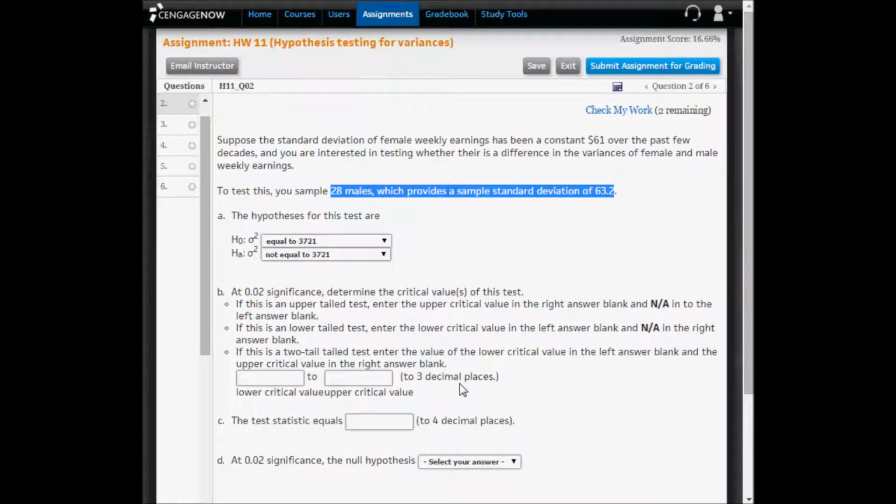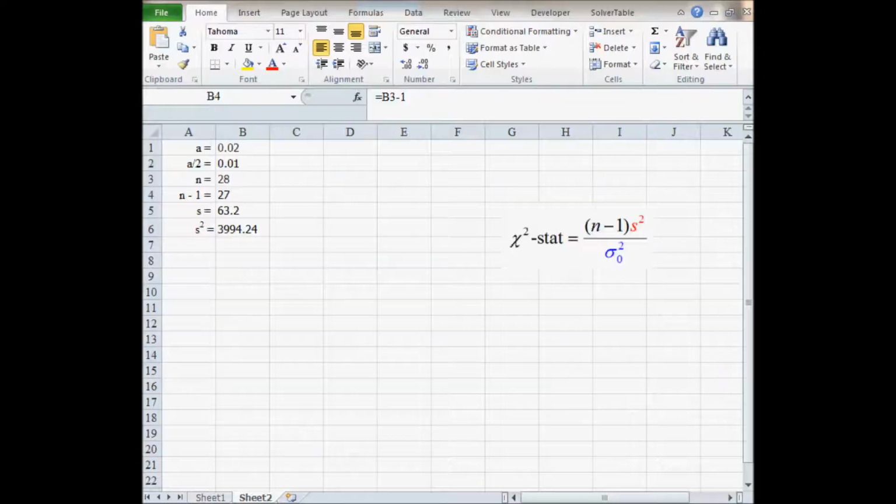In part B, we have to determine what the critical values are. Now remember, this is a two-tailed test. So, enter the value of the lower critical value in the left answer blank and enter the upper critical value in the right answer blank. The critical values are found in the row corresponding to the degrees of freedom of the chi-square table.